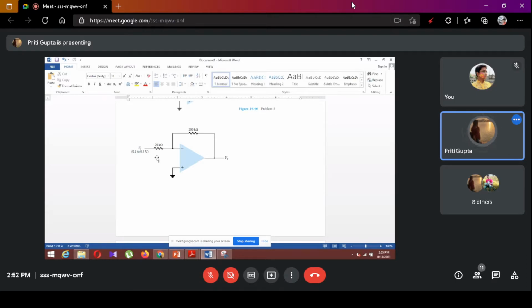Do this. Range of the output voltage in the circuit of the figure, if the input can vary from 0.1 to 0.5 volt.